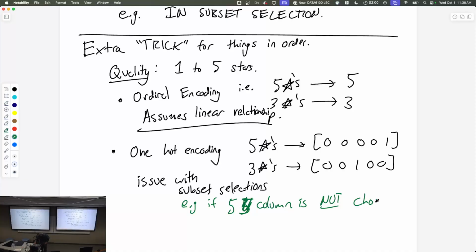So if the 5 column is not chosen, so imagine somebody came and deleted this column, right? You're doing subset selection, and that column was not chosen. Well, now you're in a situation where this 5-star looks worse than the 3-star. You see, because the 3-star has a 1 in the 3-star, and this one up here does not have a 1 in the 3-star. So from the point of view of your linear regression, remember your linear regression will do beta hat 3-star times is there a 1 in the 3-star, x 3-star.